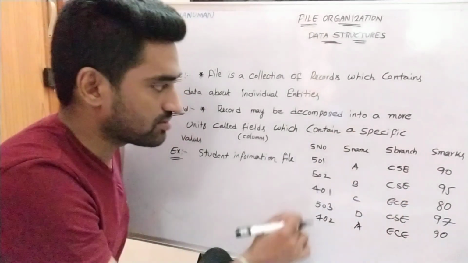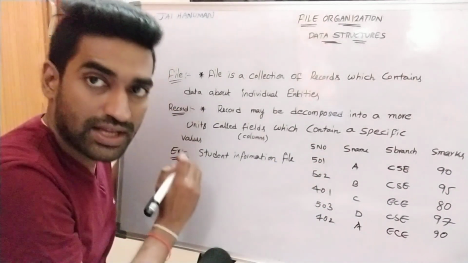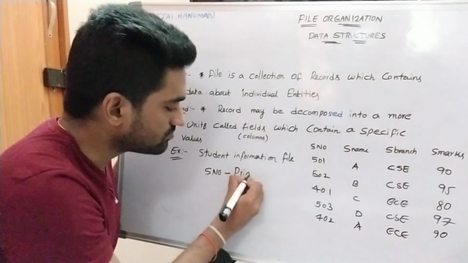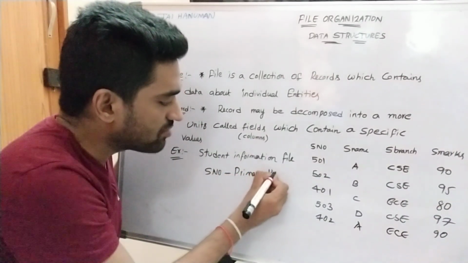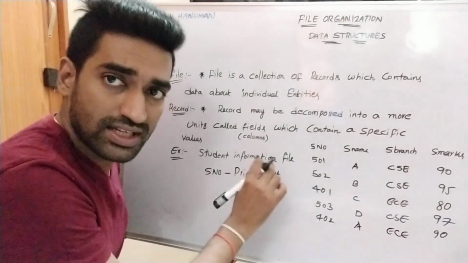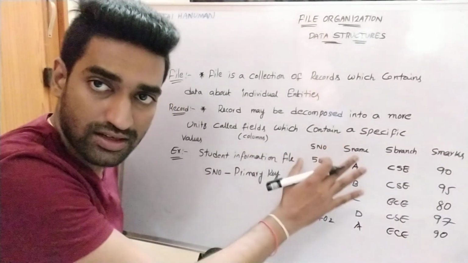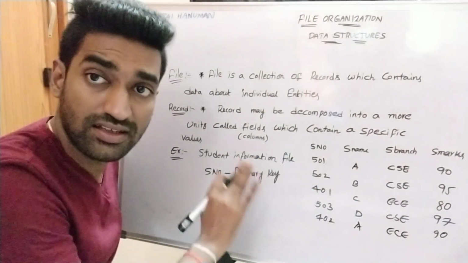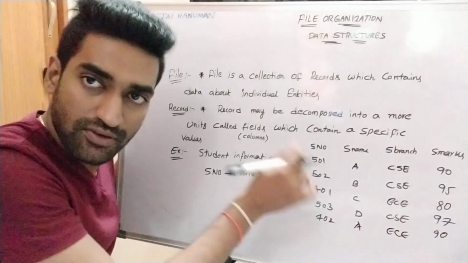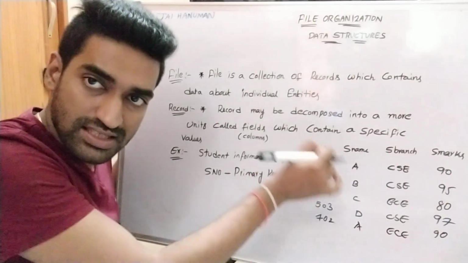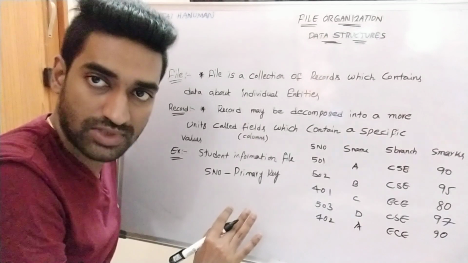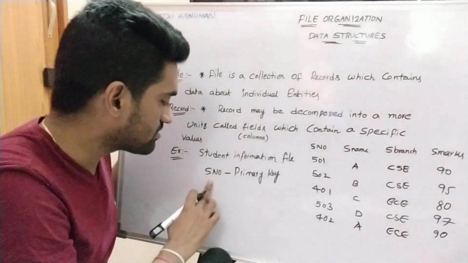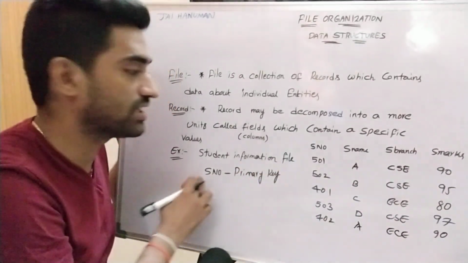So in this case, student number is called the primary key. Student number can be called the primary key. So a primary key is a key which uniquely identifies the records. Simply, it does not contain any redundant value. For each and every student we are assigning a separate number, right? No two students can have the same number, right? So in such cases student number is called the primary key, right?